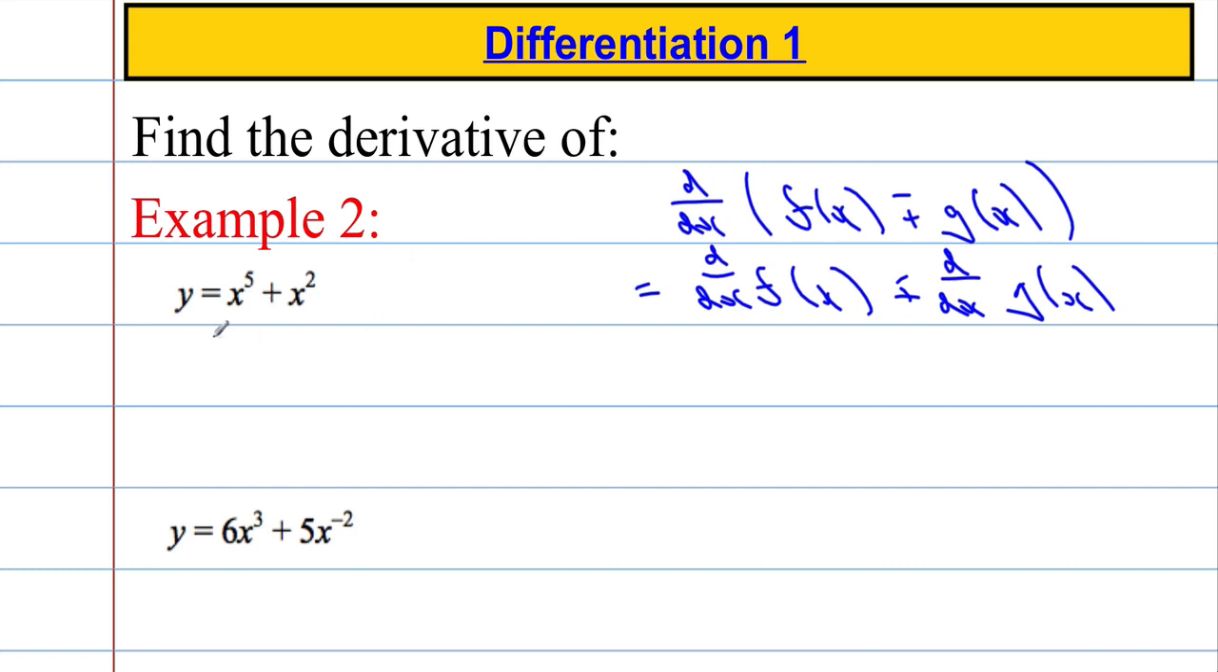So if y equals x to the power of 5 plus x squared, that means dy dx. I'm using dy dx now because it's given in terms of y. Dy dx will equal the derivative of x to the power 5, which is 5x to the power 4. So power down in front, multiply by the coefficient of x, and then reduce the power by 1, plus the derivative of x squared. So power comes down in front, which is a 2, multiply by the coefficient of x, which is 1, and reduce that power of x by 1, so 2x.